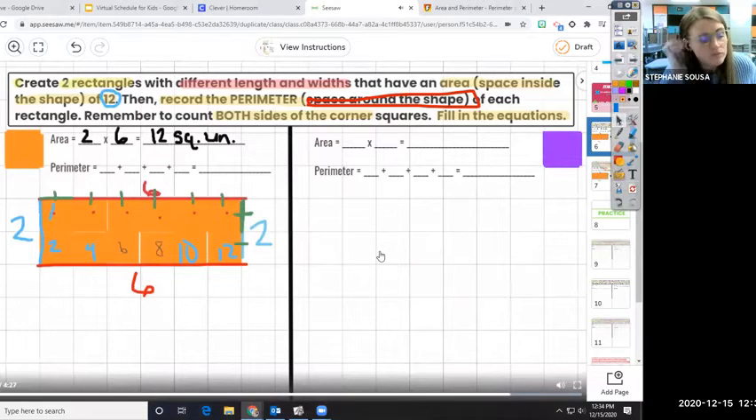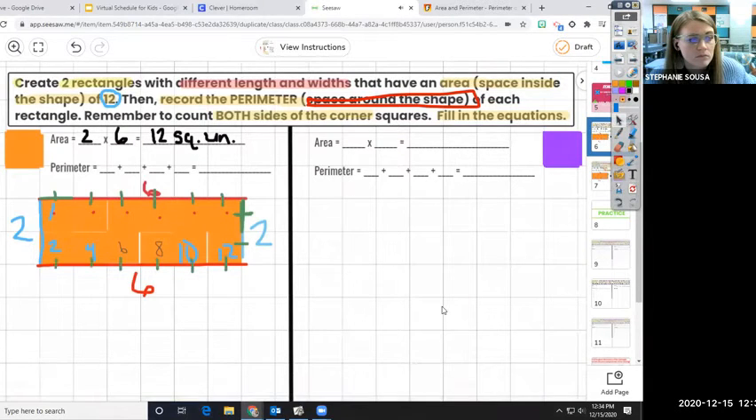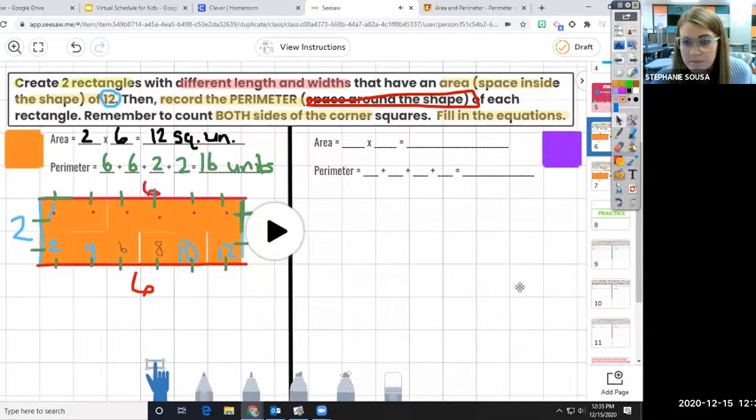So this has 2, so we've got 6, 7, 8, 9, 10, 11, 12, 13, 14. There's that tricky edge again. 15, 16. So our perimeter is going to be 16 units. We found that by adding both of our lengths, 6 plus 6, and both of our widths of 2 plus 2.